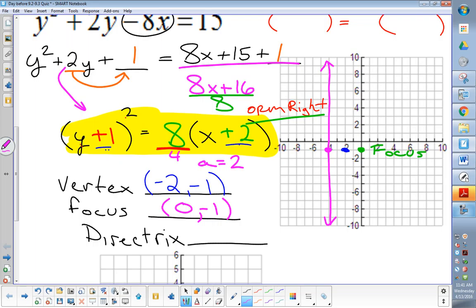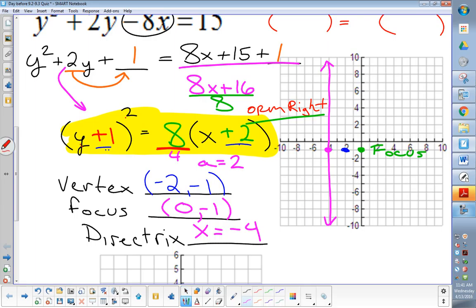Directrix, show me a 1 if you think that's a y equals line. Show me a 2 if you think that's an x equals line. 1 for y equals. 2 for x equals. Which axis did it cross? The x-axis. That makes it an x equals line. X equals -4.